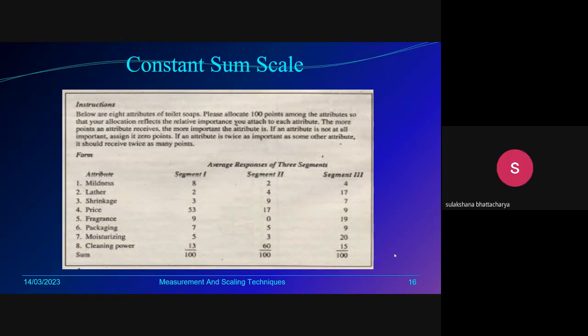So, but the one doubt is the language that is put in the instructions. It says that if an attribute is not at all important, assign it 0. And if it is twice as important, then you have to give it twice the value. So if it is not at all important, is that not coming under the point of origin or 0 point? And twice as important will give twice the points. There is also the distance, which is also standardized. What about those aspects then?